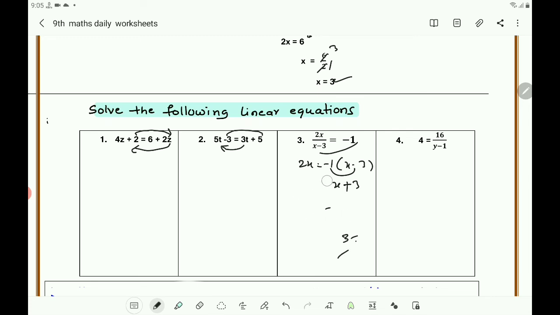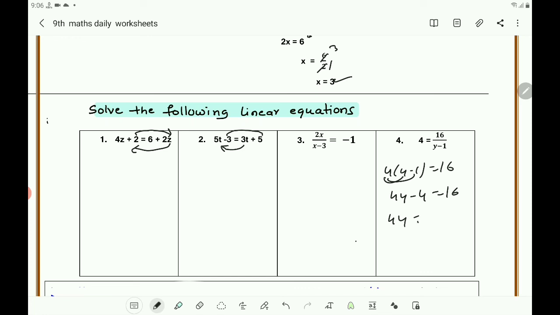Children, you must practice it. Then 4 equals 16 by y minus 1. Here what you have to do? In the first step, it becomes 4 into y minus 1. Like this way you must do. 4 into y minus 1 equals 16. Then you multiply this and you write 4 into y is 4y, minus 4 into 1 is 4, that equals 16. Then you transfer: 4y equals 16 plus 4, the minus 4 transferred to the RHS becomes plus 4. You will get 4y equals 20 and y equals 20 by 4, which is equal to 5.